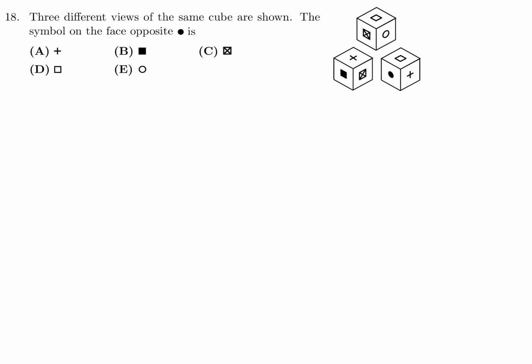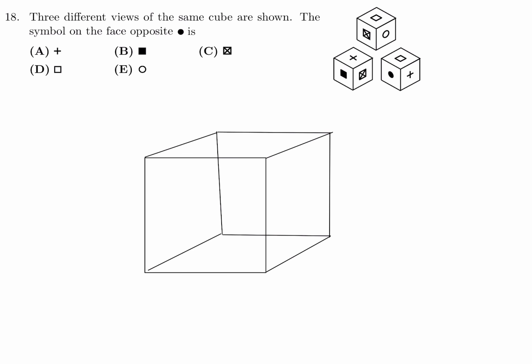Three different views of the same cube are shown. The symbol on the face opposite circle is. All right, let's try to figure this out. Let's start with that one. So the square goes up top, the circle is here, and that square with the x in it is there. That takes care of that one.